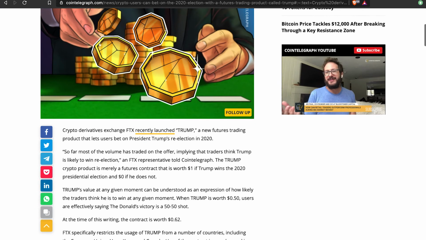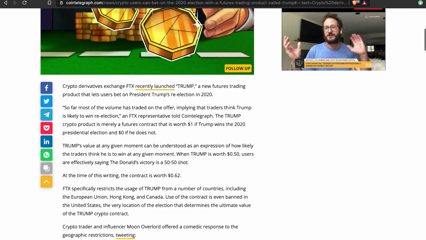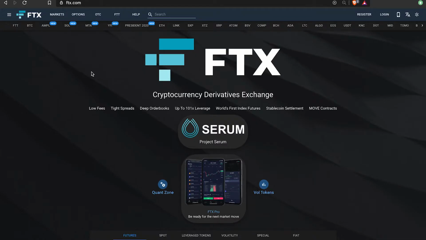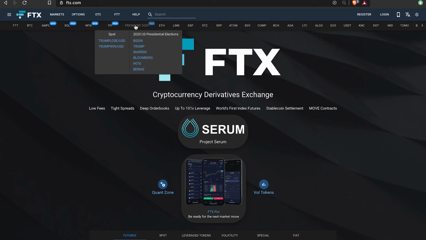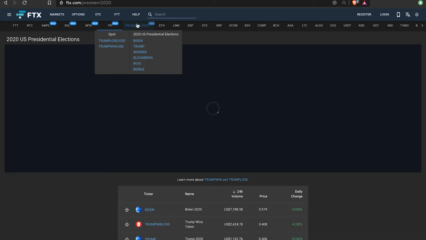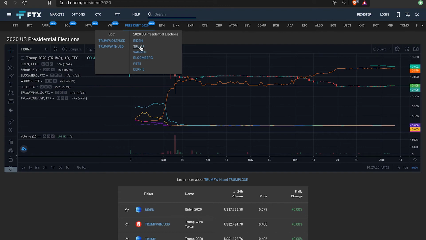Scroll down a little bit, and here it says that the crypto derivatives exchange FTX recently launched Trump, a new futures trading product that lets users bet on President Trump's re-election in 2020. So what does this look like? Well, let's just quickly hop on to the FTX exchange. And here you see it once again, FTX is a cryptocurrency derivatives exchange. Look at the top and there you have it, the President 2020. You can select this product. Let's just select Trump to make it easy.